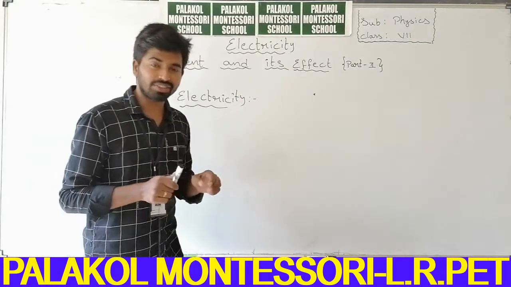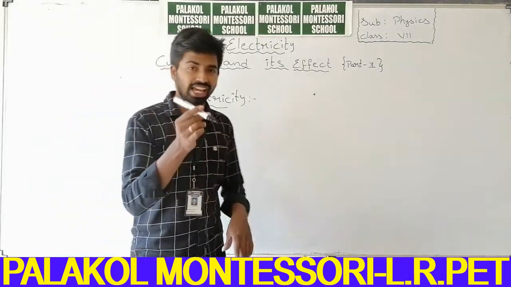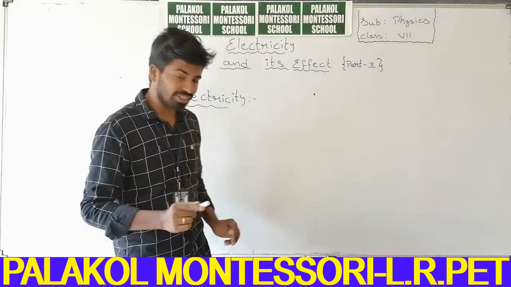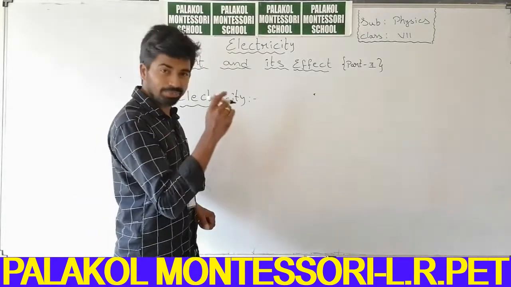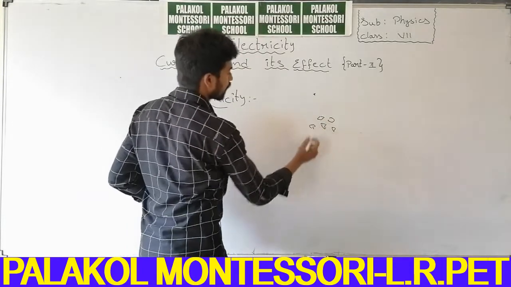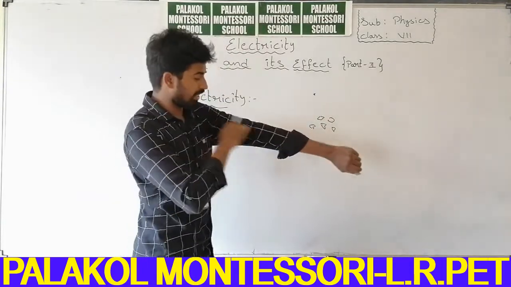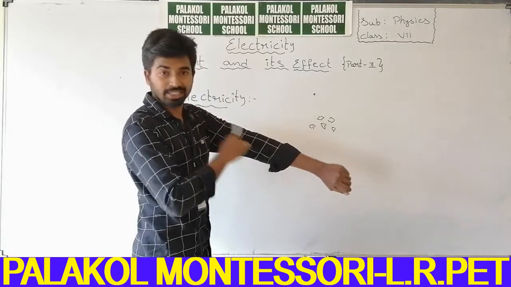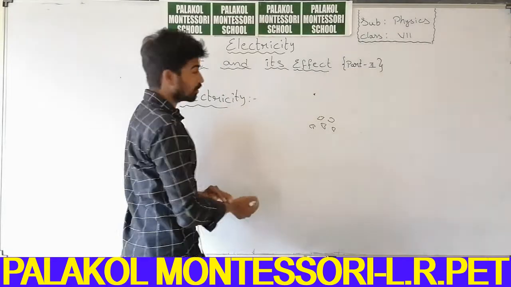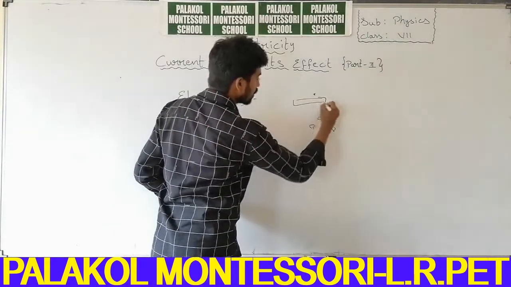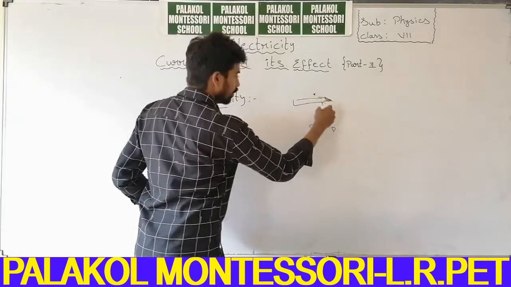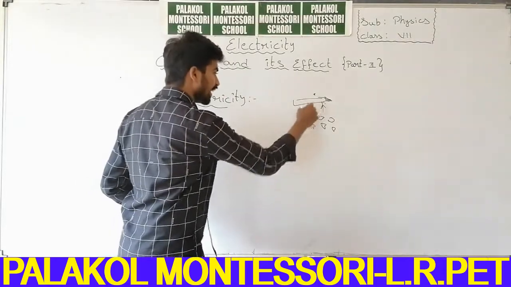Whenever you rub a plastic object, like this pen I have here, and after rubbing it, keep the pen near some pieces of paper, then what happens? The pieces of paper are attracted to the pen. What is the reason behind this attraction?